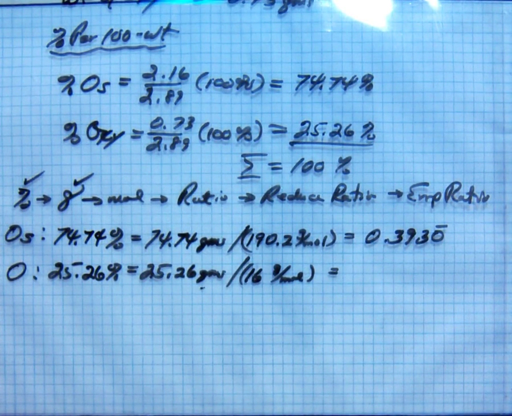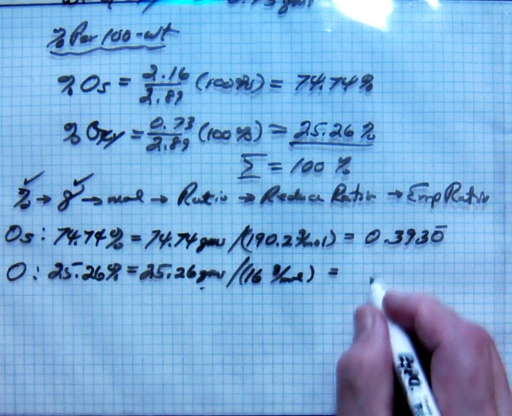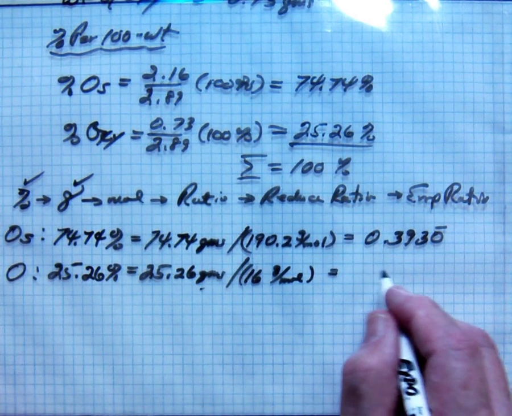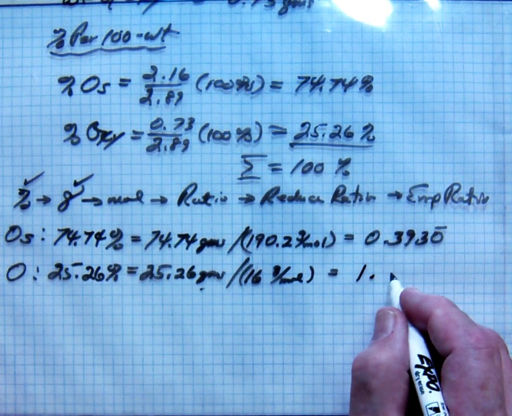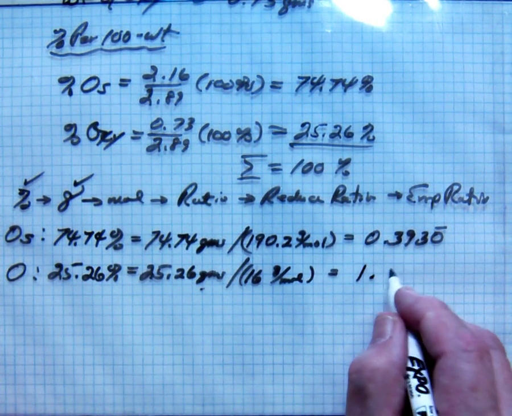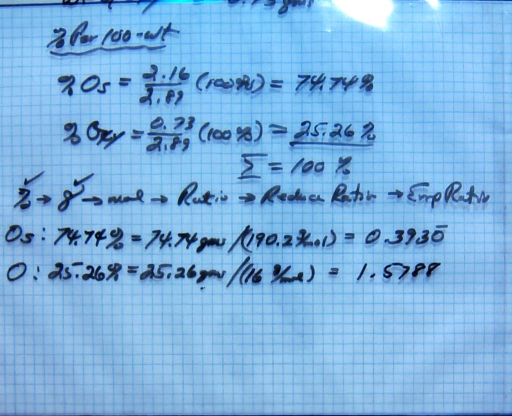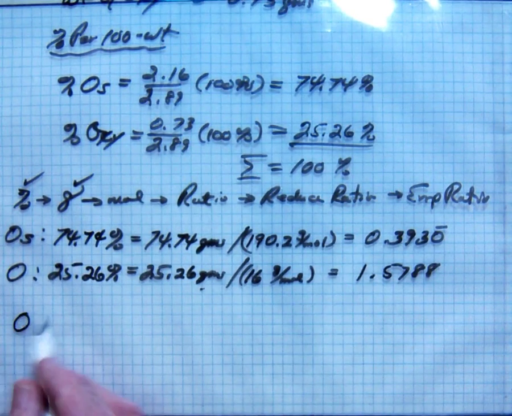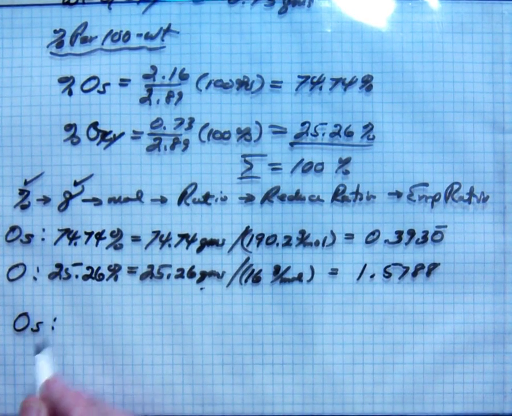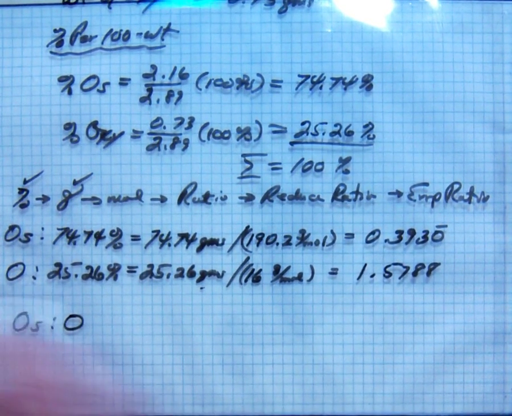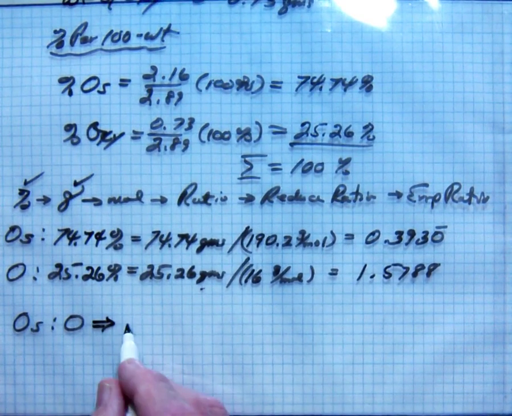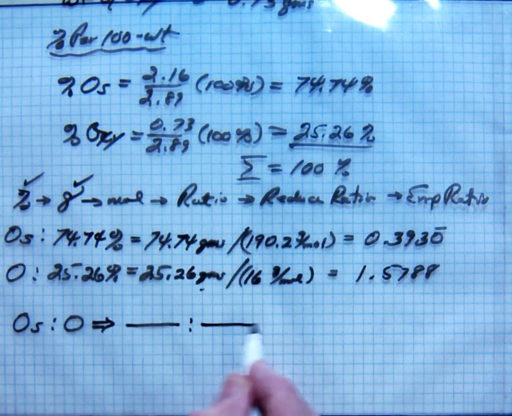25.26 divided by 16 gives us 1.5788. Okay, everybody still with me on this one? We've got 2 elements in the formula for this. I'll write those out: osmium, oxide. This would imply that I'm going to have that.